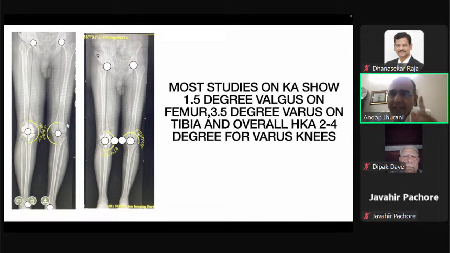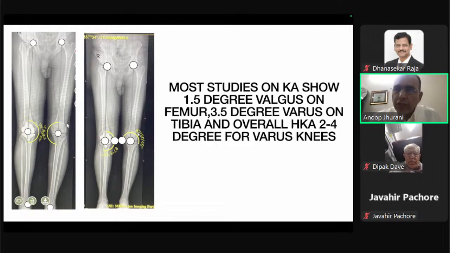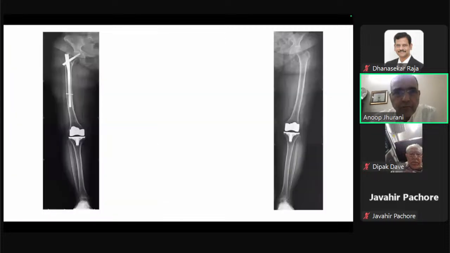No, it's leaving the knee absolutely balanced in extension, and the HKA normally will come between 2 to 4 degrees because your MPTA plus LDFA measurement, 1.5 degree valgus on the femur and 3 or 4 degree varus on the tibia, will give you average 2 to 3 degree varus overall.